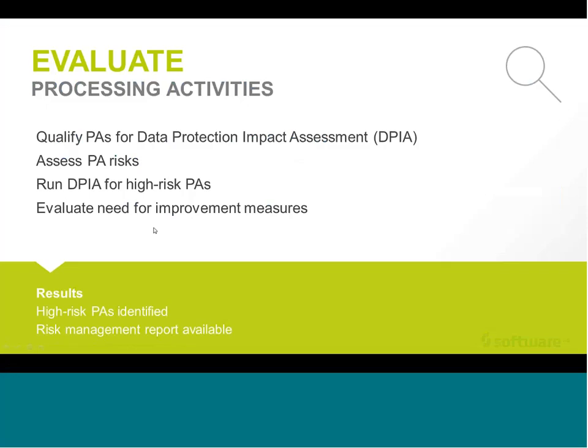Okay. Next step would be the evaluation of the processing activities in regard of whether the data protection impact assessment is needed or not, then the assessment of the DPIA risks, and depending on the results of this risk assessment, I then have to decide whether I have to do this data protection impact assessment and can evaluate the need for improvements and additional measures. The results of this step would be the identification of the high-risk processing activity and would have the risk management reports available.